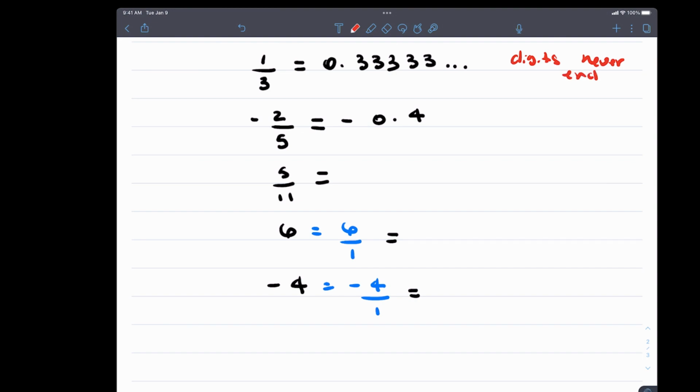And what do you guys know about negative 0.4? The digits after the decimal, what do you guys know about that? Digits do end. Good. We say digits terminate. Terminate meaning they end. You guys okay with that one? The digits terminate.